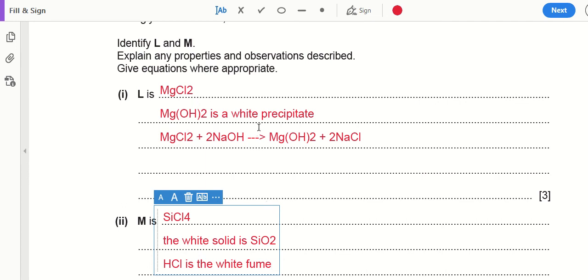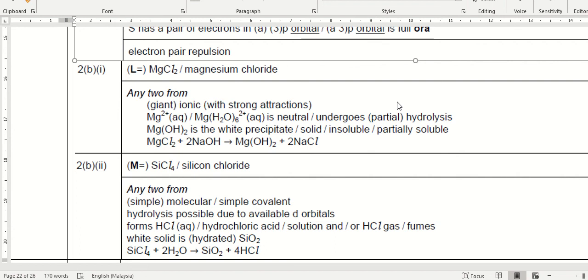Now, I have students who asked me about the mark scheme, the answer scheme for this question. So we look at the answer scheme. Question 2b, this whole thing. Particularly this part, hydrolysis of silicon chloride is possible due to available d orbital.